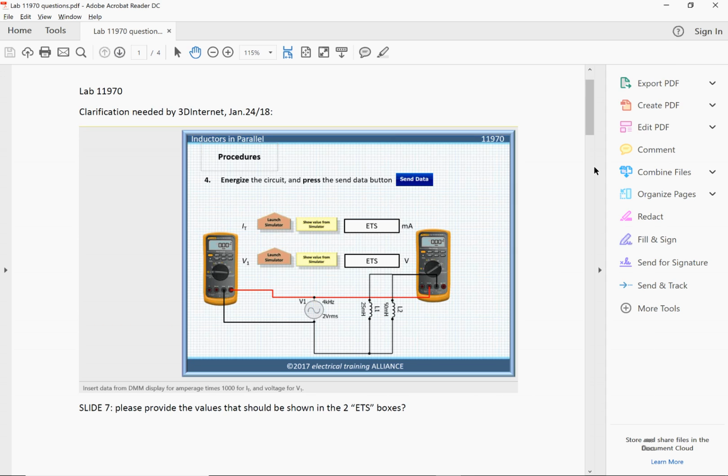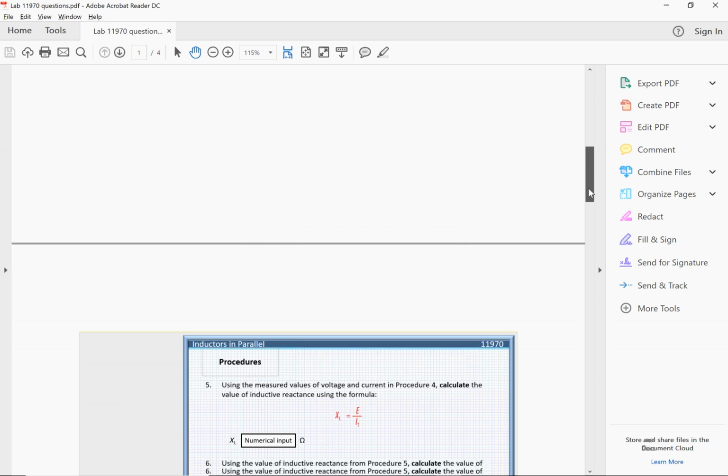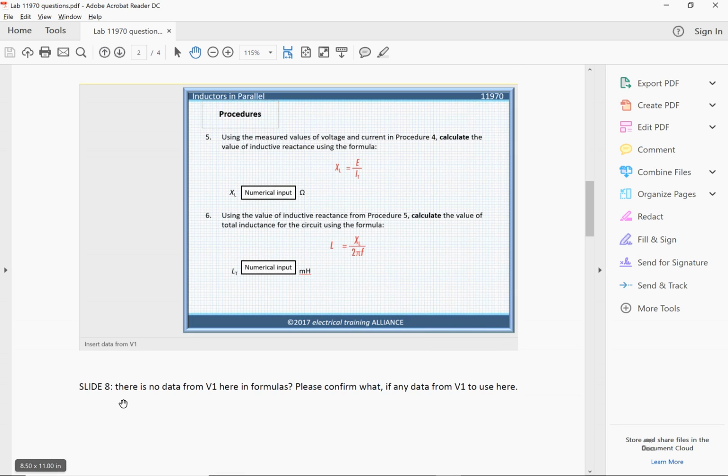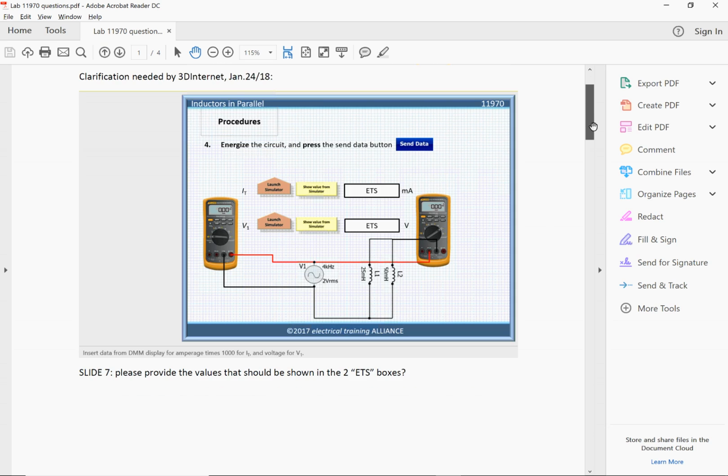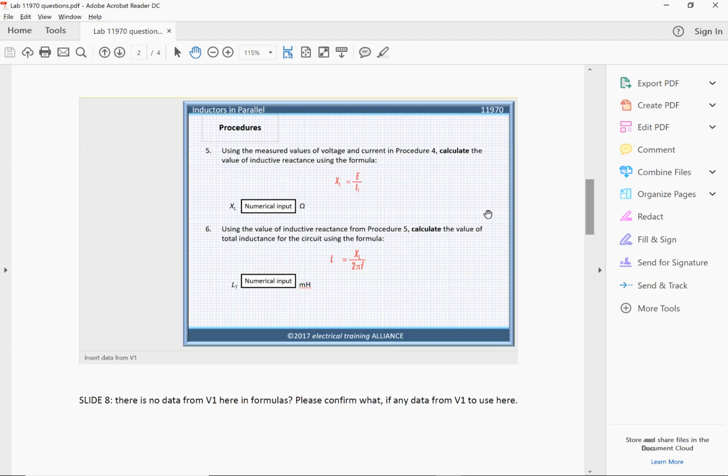The next question you had was, there's no data from V1 here in the formulas. We are supposed to be using the measured values of voltage and current from procedure 4. So this value of voltage, this value of current, that would be brought over from the ETS. The participant will use those two values in this formula to determine what the inductive reactance is. It's extremely similar to lab 11965.